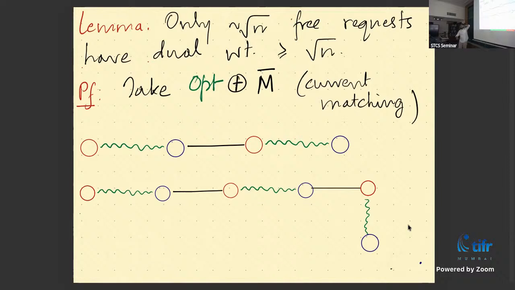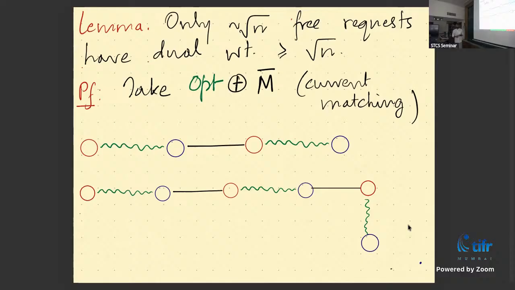The total number of requests that reach a dual of square root n or higher is only about square root of n, and I might be missing some last terms. So here is how you prove it. Look at the picture at any point in time, and imagine that these two are requests that have reached this threshold of square root of n.